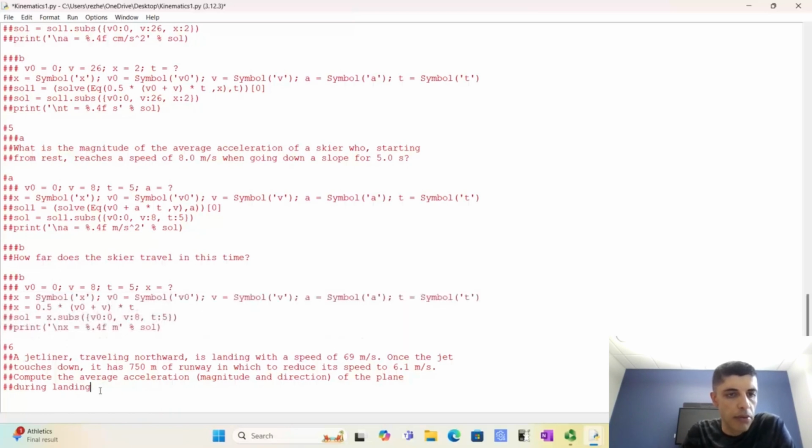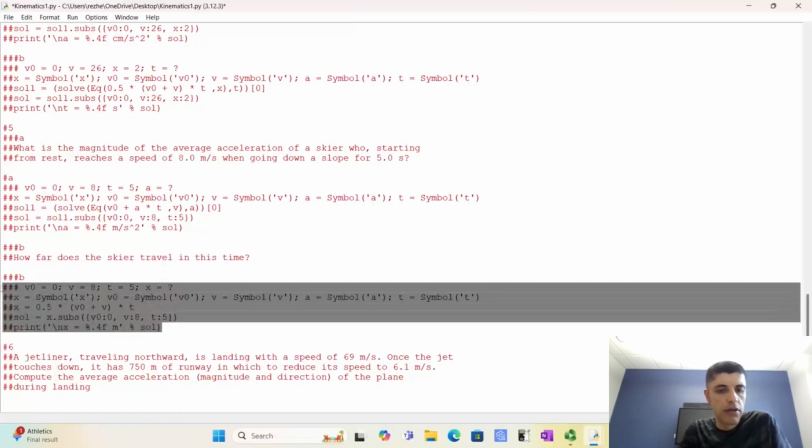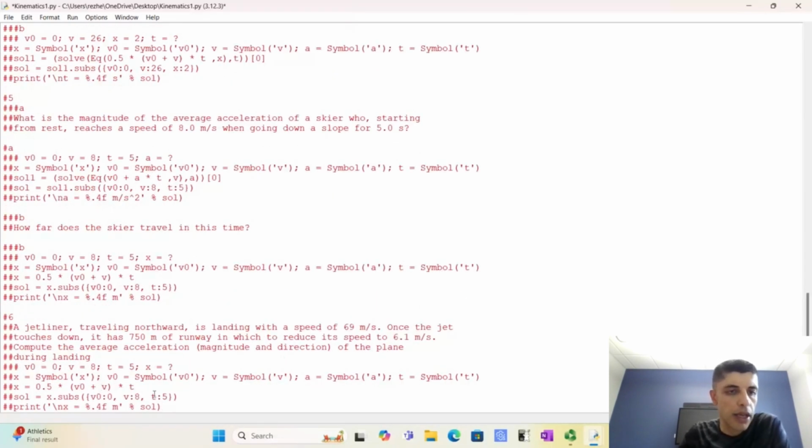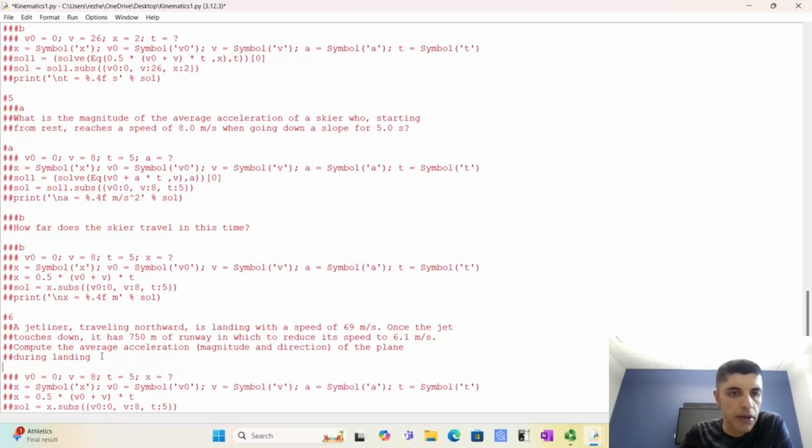So let's do the last problem here, and that would be it for today. Hopefully you learned something, and we might come back to doing more kinematics on a different day. So it says a jetliner traveling northward is landing with a speed of 69 meters per second. Once the jet touches down, it has 750 meters of runway in which to reduce its speed to 6.1 meters per second. Compute the average acceleration, magnitude, and direction of the plane during the landing.